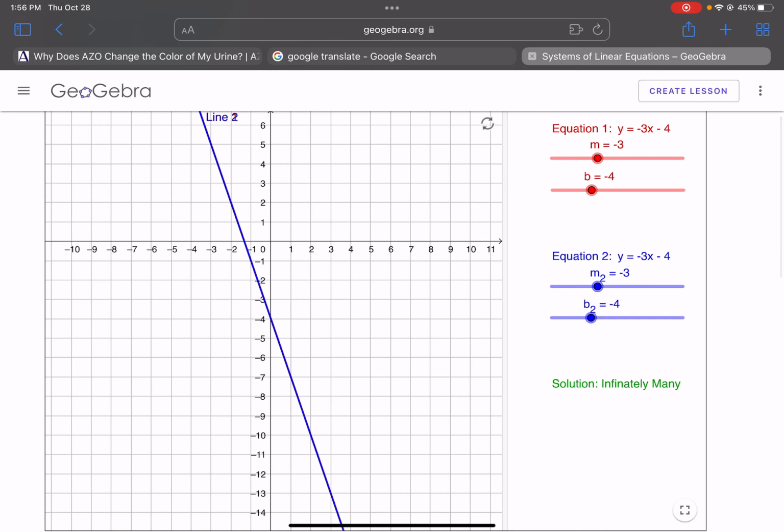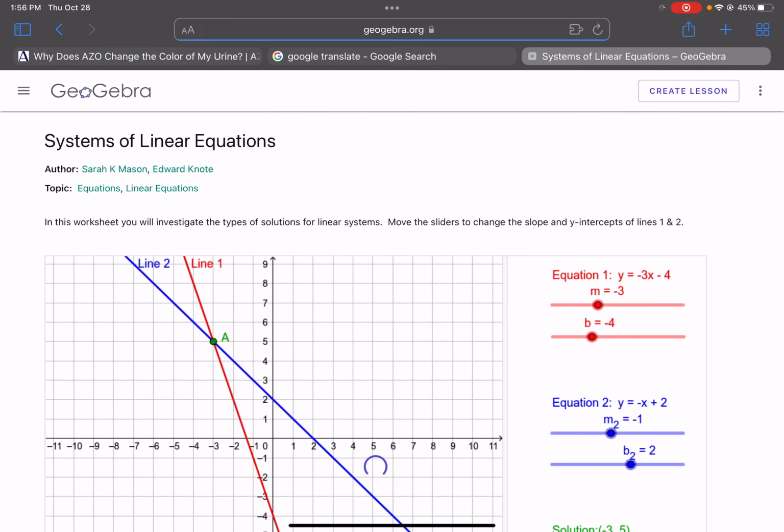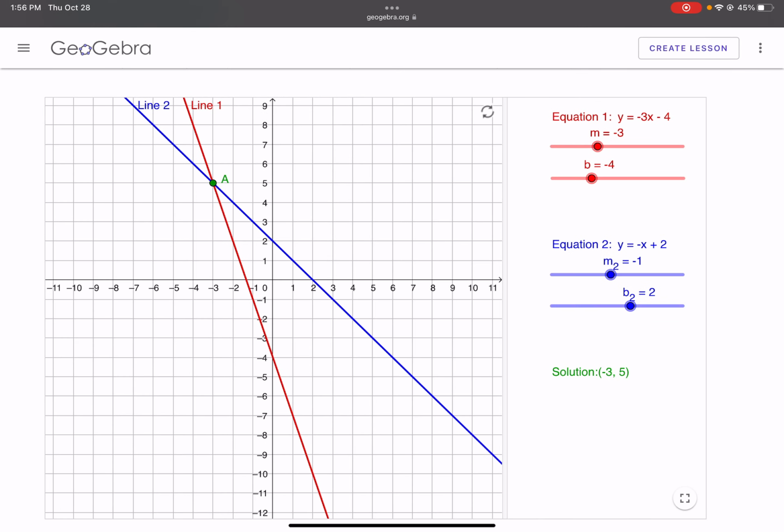Go here. Bam. All right, let me refresh this. Okay, looking at this real quick, what I want you to notice is here are my 2 lines intersecting, right? Now, their solution is that point right there, A. That's their solution. Now, what I want you to notice is the equation 1 and equation 2 over here, they're 2 completely different equations, right? Equation 1 is y equals negative 3x minus 4. Equation 2 is y equals negative x plus 2.